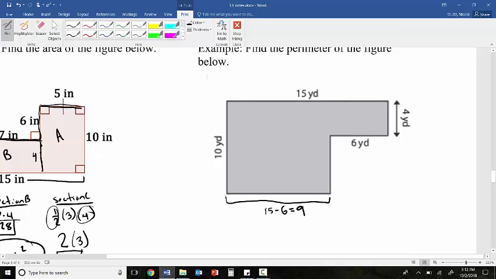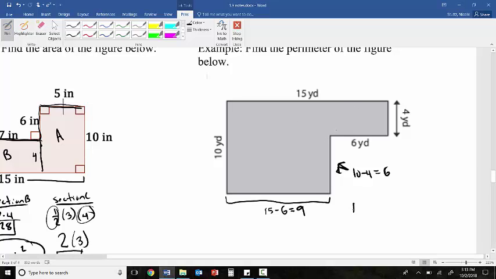Now I'm going to look going upwards. I know that here to here, the whole thing should be 10. And this portion is 4. So I'm going to have to do, oops, that's supposed to be an arrow. I'm going to have to do 10 minus 4, which is 6. So now we're going to add all of our sides together because every side has a label.